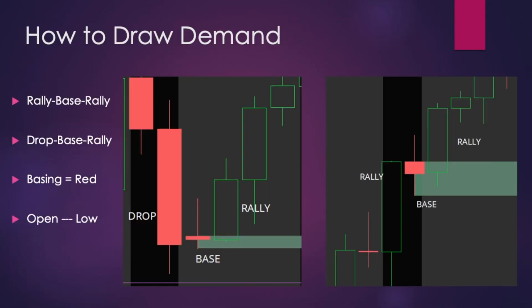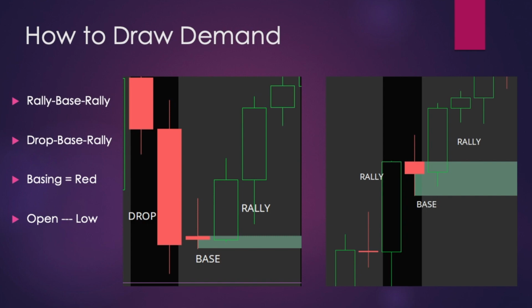Now, how do we actually draw demand zones? So we look for two main candle formations. The first one is the RBR, rally base rally. So we want to see a rather strong green candle followed by a relatively small red candle where the market is taking a breath, which is called a basing candle, and finally another solid green candle.